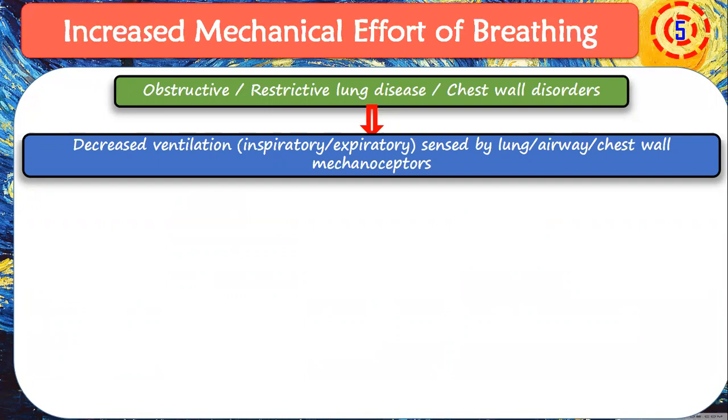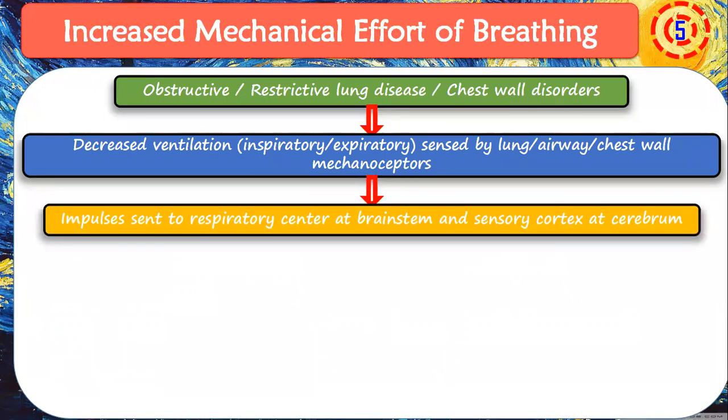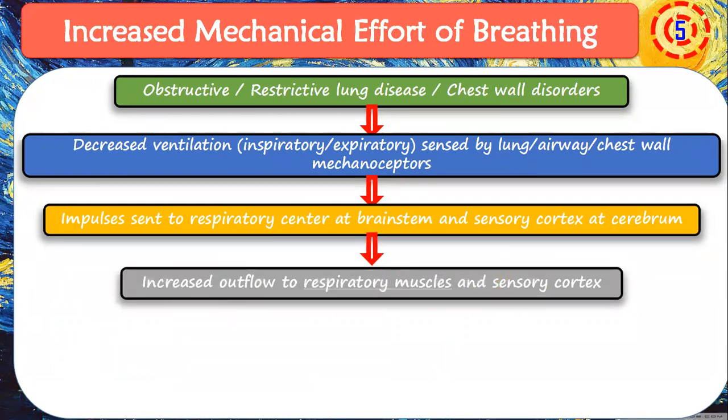So now this decrease in the ventilation is sensed by the lung, airway, as well as the chest wall mechanoreceptors. So once it is sensed by these mechanoreceptors, impulses are sent to the respiratory center located at the brain stem and the sensory cortex located at the cerebrum. And once the impulses are sent over there, there is increased outflow to the respiratory muscles. Now here, this increased outflow to the respiratory muscles would lead to increased mechanical effort of breathing, while simultaneously the impulses are also sent to the sensory cortex.